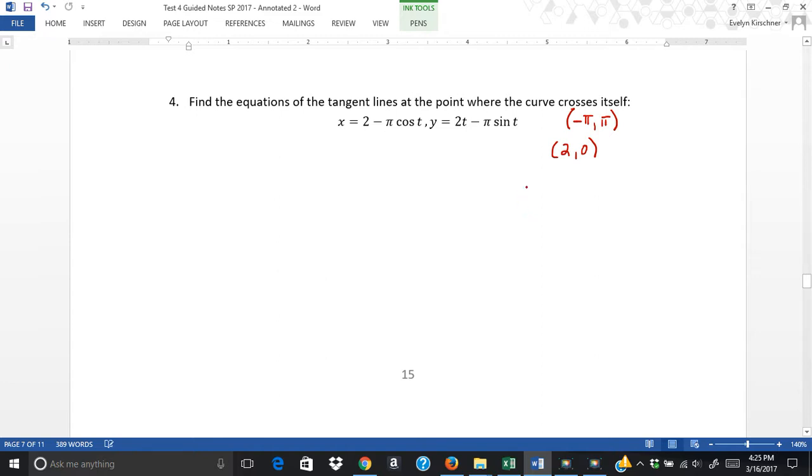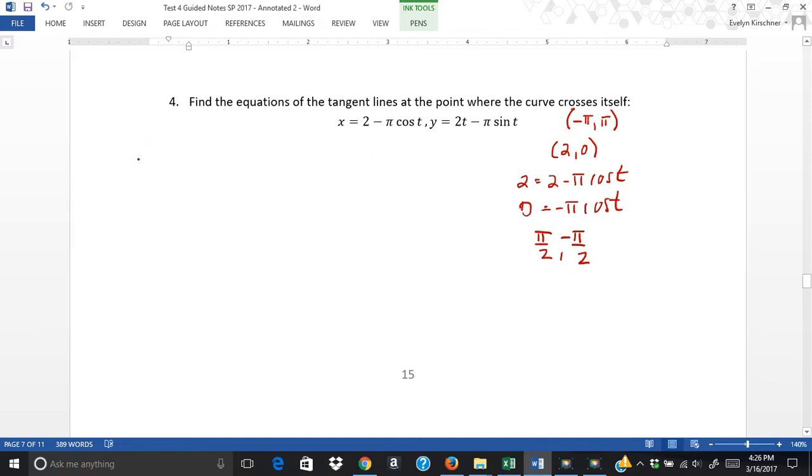And so I need to find out what my t is at that time. So 2 equals 2 minus pi cosine t, which tells me that 0 equals negative pi cosine t, which means that cosine t has to be 0, so that's at pi over 2 and negative pi over 2. So that's where I'm going to look.